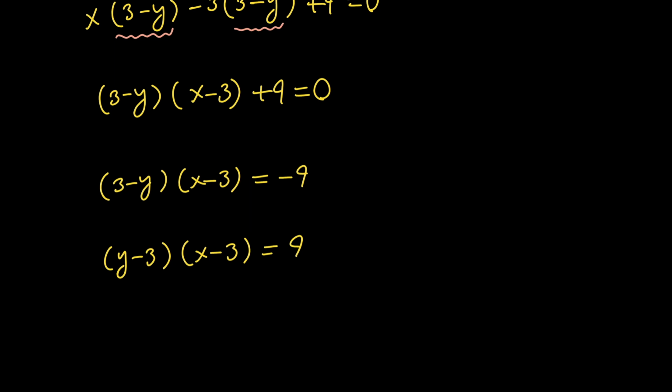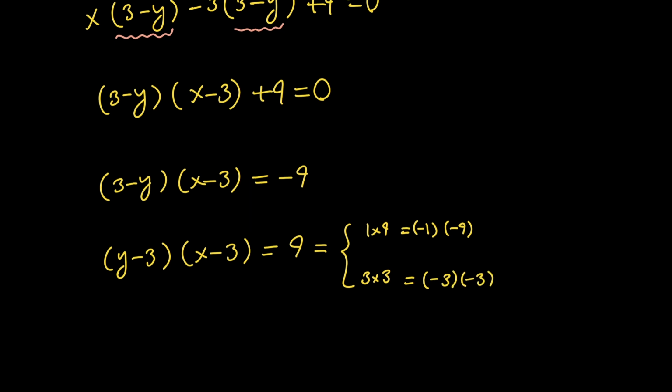So let's go ahead and take a look at it on the right-hand side and see how can we build a product of two numbers that would equal to 9. So 9 is either equal to 1 times 9 or it is 3 times 3, right? Or it is -1 times -9 or it is -3 times -3, right? So we've got a bunch of scenarios.